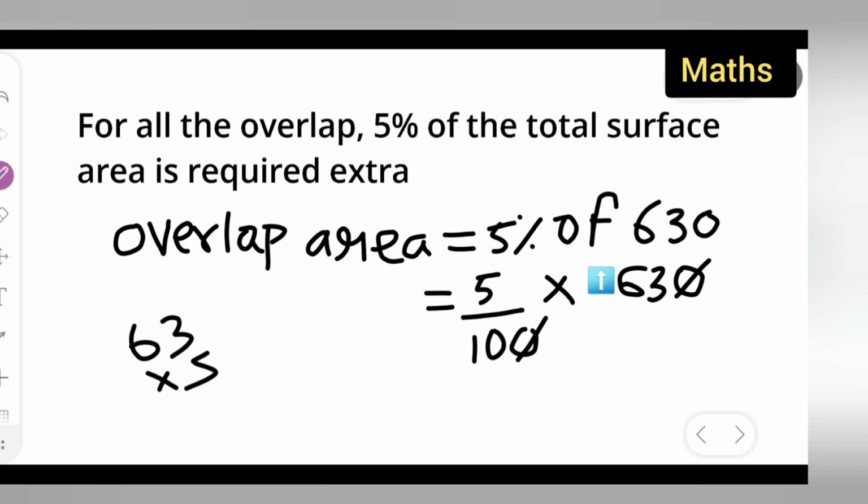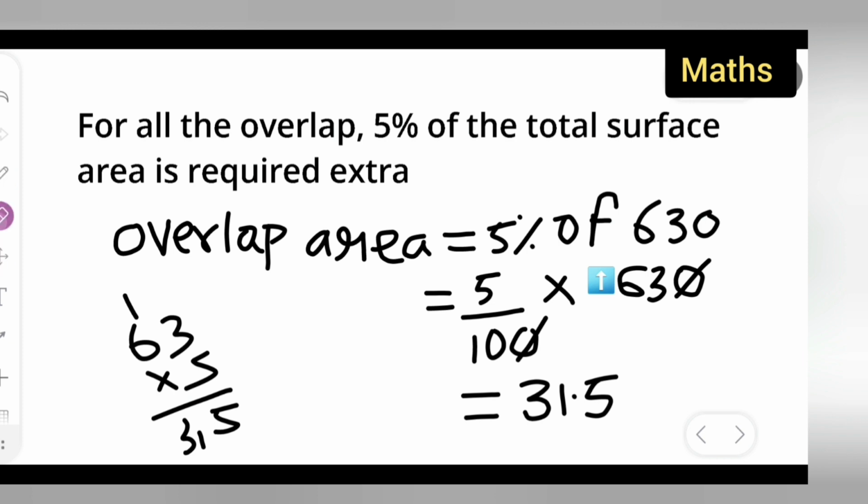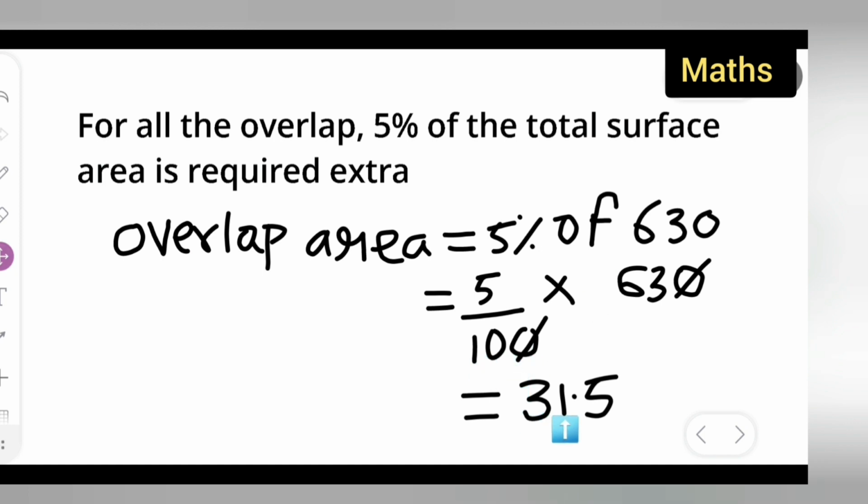5 3s are 15. 5 6 are 30, 31. 315 you all are getting. So 315 and put the decimal point over here because upon 10 is there. You all can see there is upon 10. So decimal point will come right over here. Okay, so centimeter square, write it down, centimeter square.